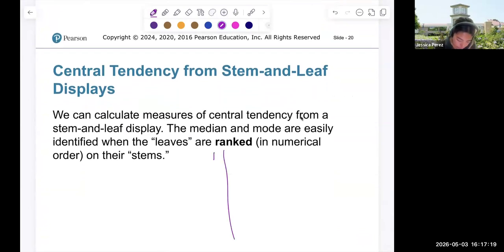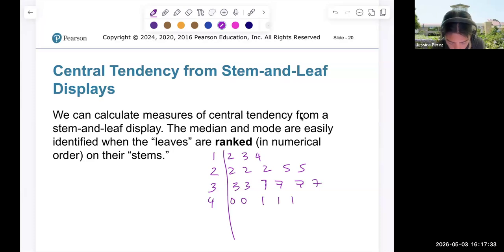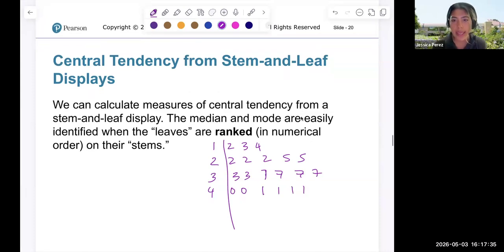So remember how we have, let's say, the display. 2, 3, 4, 2, 2, 2, 5, 5, 3, 3, 7, 7, 7, 7, 4, 4, 0, 0, 1, 1, 1, 1. Let's say that this was my data, and I want to be able to find the mode. Well, the mode shows up the most. So this would be 37, 1, 2, 3, 4 times, 40, 1, 2, 3, 4 times. So your mode would be 37 and 41, right?